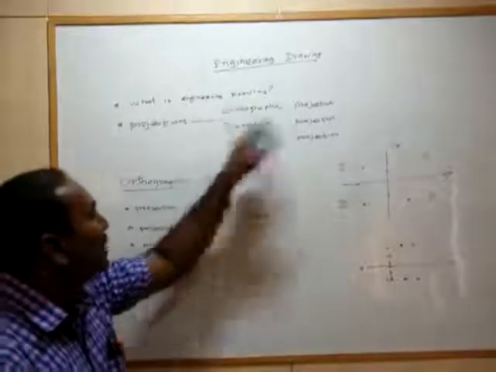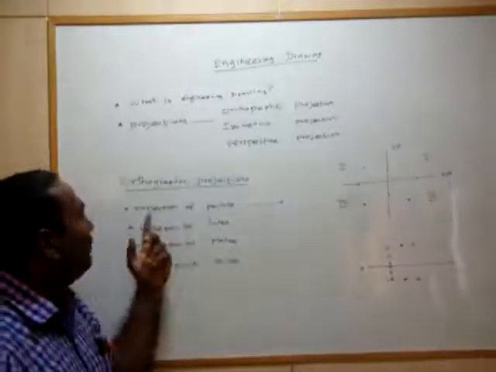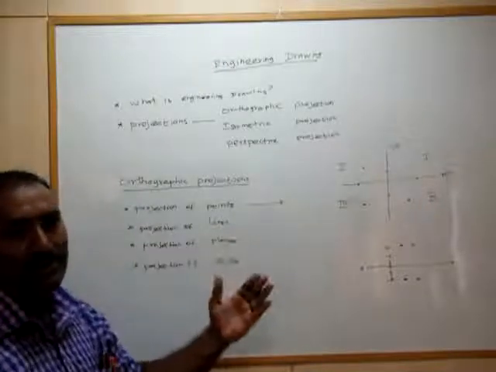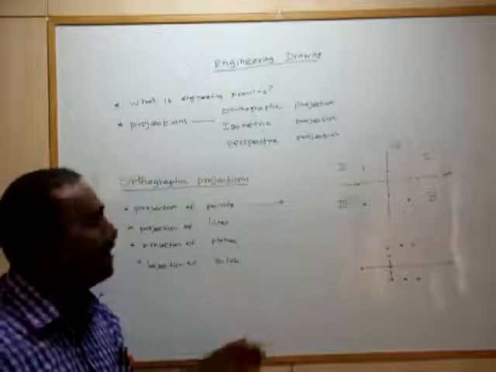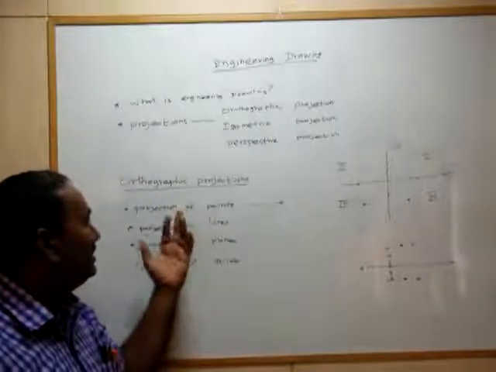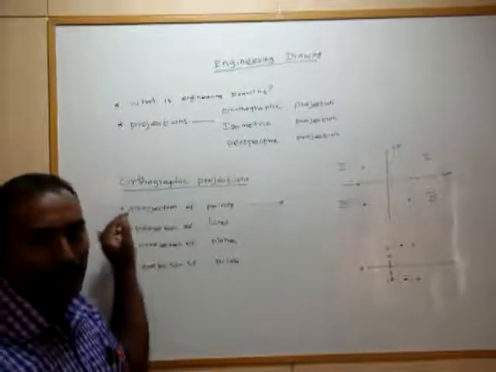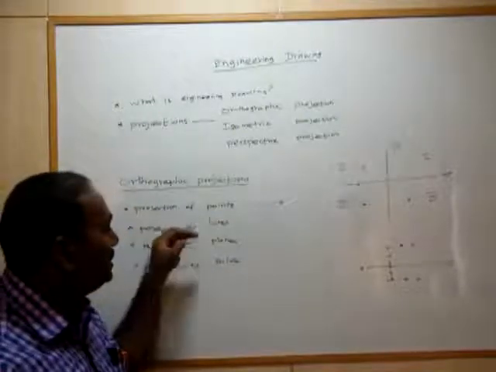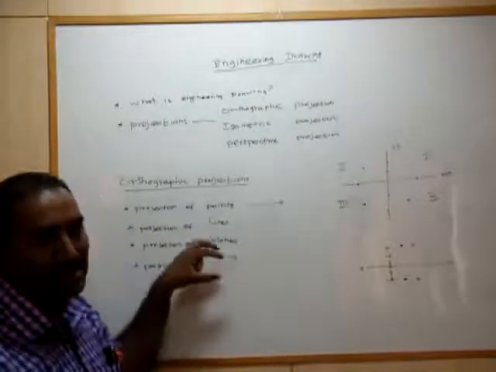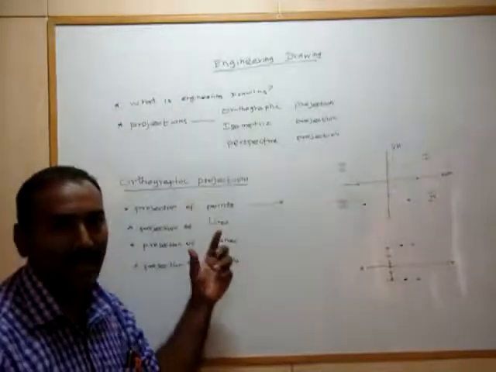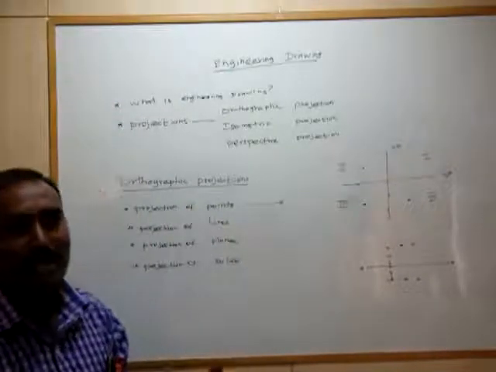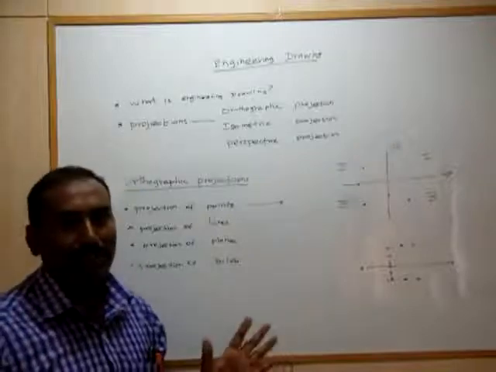So in orthographic projection, first, every object is made up of points, lines, planes and solids. So we are going to see the projection of points, lines, planes and solids. Out of these, I am going to focus only on the projection of points. So first, what is a point? A point is a zero dimensional object. It has no dimension.